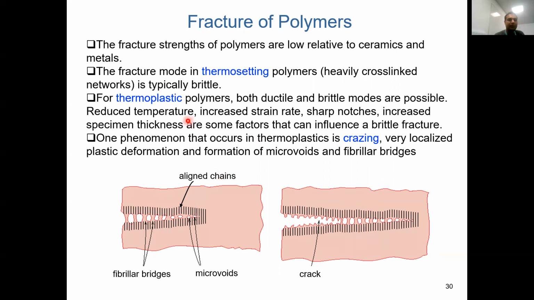Now, thermoplastic polymers can fail in both ductile and brittle modes, depending on the temperature. If you have a thermoplastic at low, freezing temperature, it will be a brittle failure. If you increase the strain rate, you get sudden failure. So you can have a very plastic material, but if you apply a sudden force, it will break in a brittle fashion. But if you load very slowly, it will be a ductile failure. If there are sharp notches present, it will be brittle. If you increase the thickness, it will be brittle.